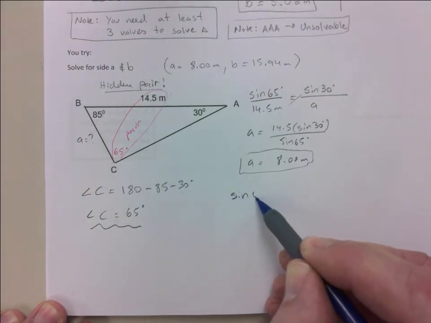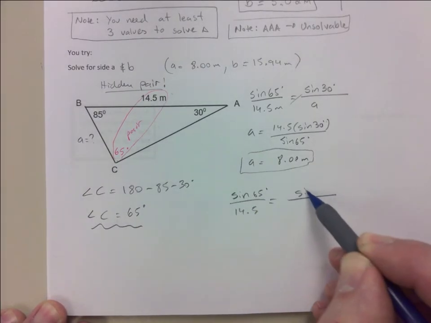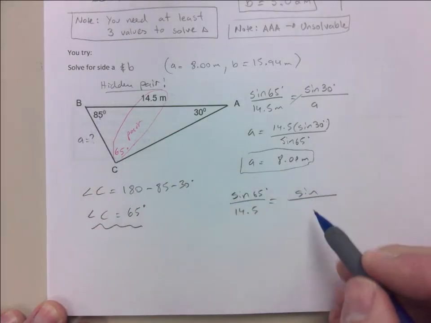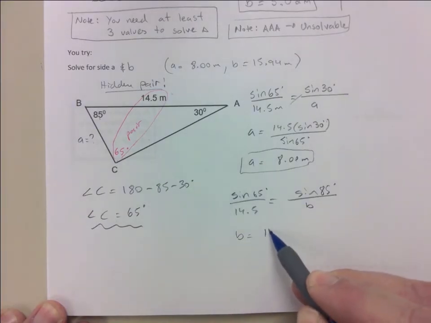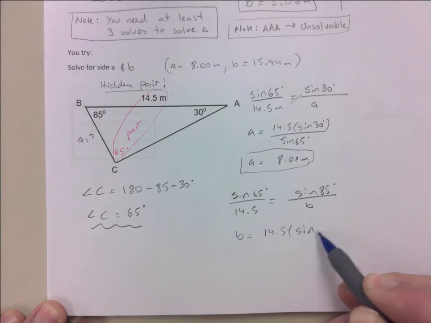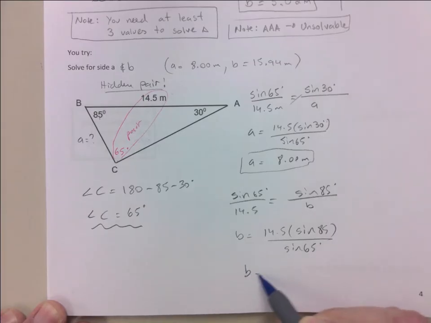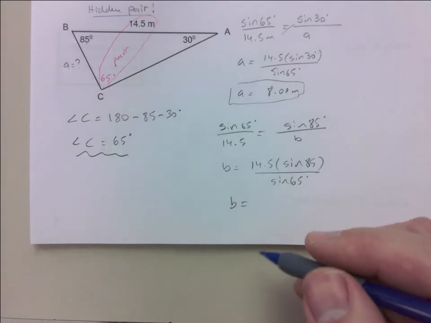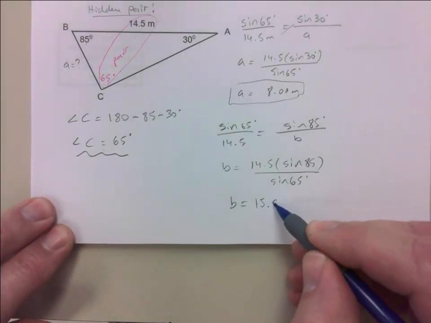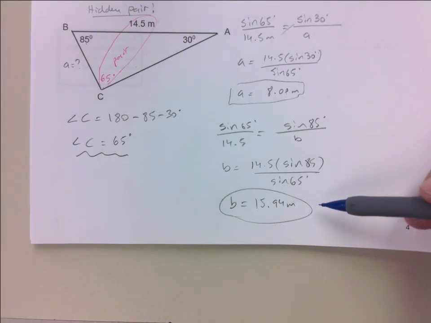Let's do this again. I'll go sine of 65 over 14.5. I'll go sine of 85, side B. Okay, so you cross multiply and divide. Side B gives you 15.94 meters, as I already told you earlier. So 3 lines is all I need. 3 lines is all I need.